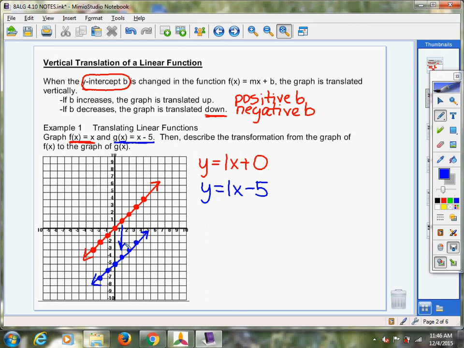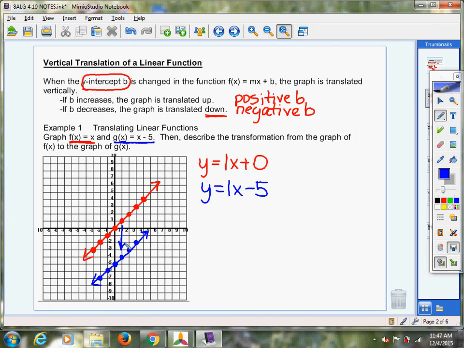So if you change a y-intercept, depending on the sign of the y-intercept, if it's positive, that means it's going up, and if it's negative, it means it's going down. It's going to vertically translate. So it's going to move up or down depending on the sign.